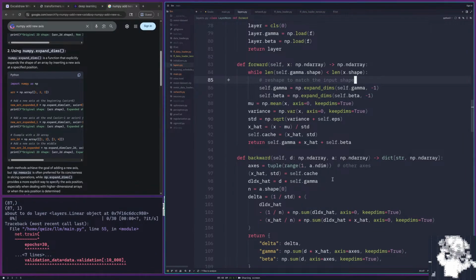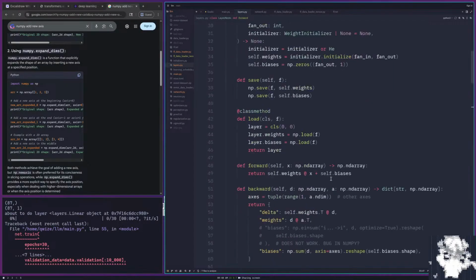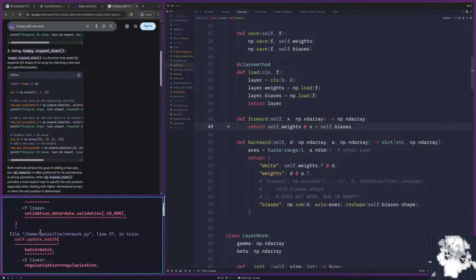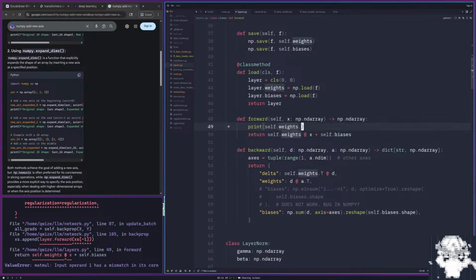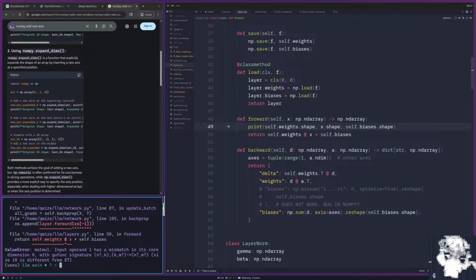Yeah, now we're in the linear layer. And it doesn't like this matrix multiplication. Print self.weights.shape, x.shape, self.biases.shape. I'm guessing I need to do the same thing, add the extra dimensions to at least the weights.